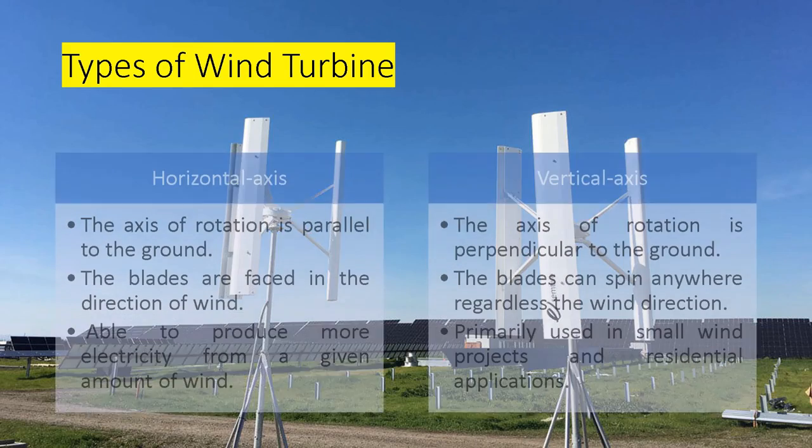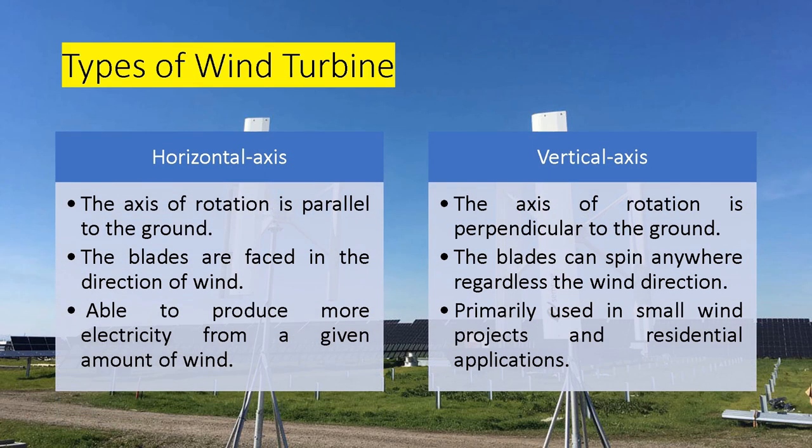Types of wind turbine. There are two types of wind turbine: horizontal axis wind turbine and vertical axis wind turbine. The axis of rotation for horizontal axis wind turbines is parallel to the ground, while the axis of rotation for vertical axis wind turbines is perpendicular to the ground. The blades of a horizontal axis turbine face the direction of the wind, while the blades of a vertical axis turbine can spin regardless of wind direction. The horizontal axis wind turbine is able to produce more electricity from a given amount of wind, while the vertical axis wind turbine is primarily used in small wind projects and residential applications.